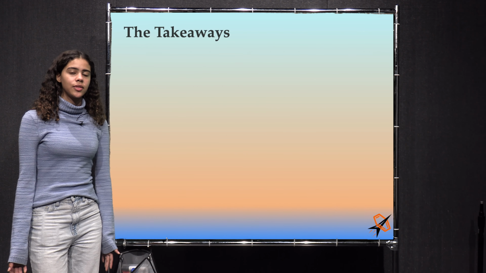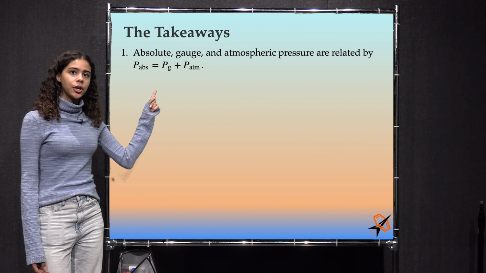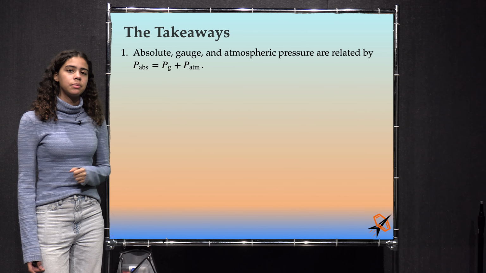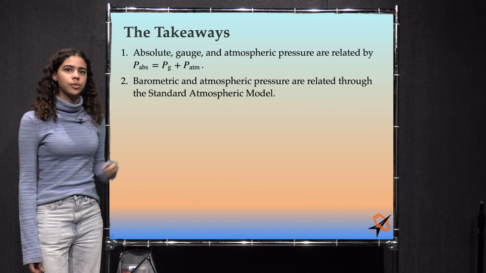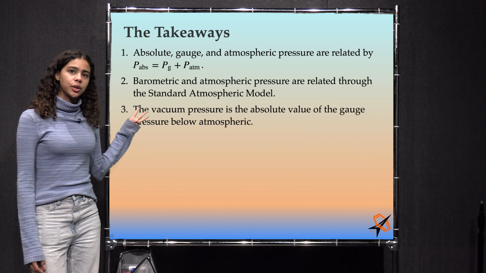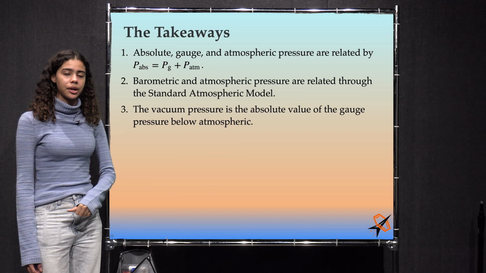The takeaways from this video are: 1. Absolute, gauge, and atmospheric pressure are related by P_absolute equals P_G plus P_ATM. 2. Barometric and atmospheric pressure are related through the standard atmospheric model. 3. The vacuum pressure is the absolute value of the gauge pressure below atmospheric.